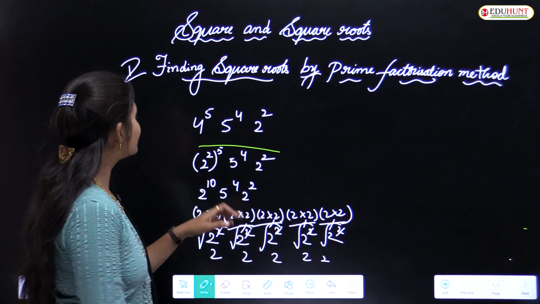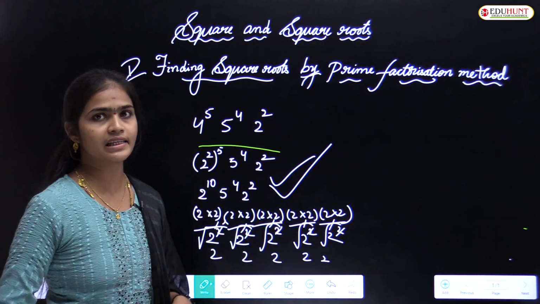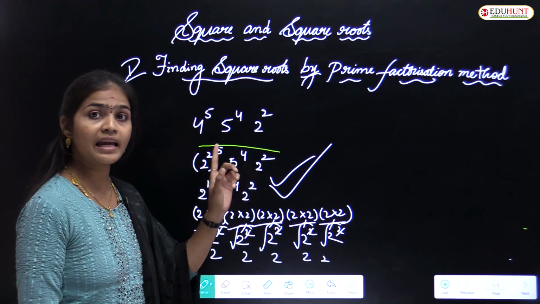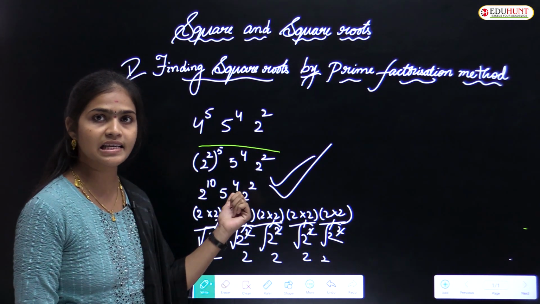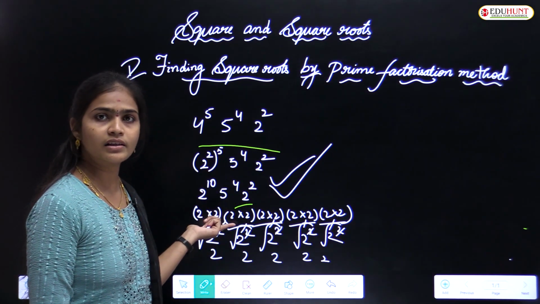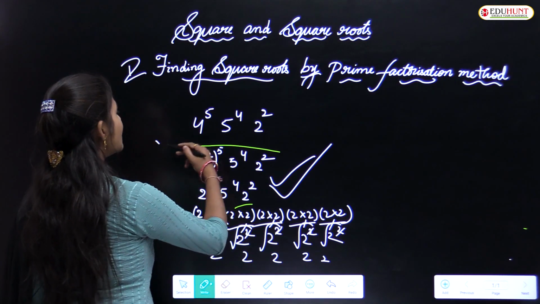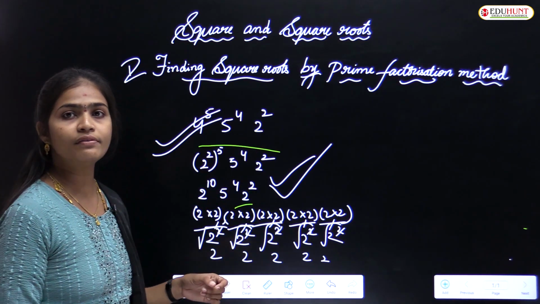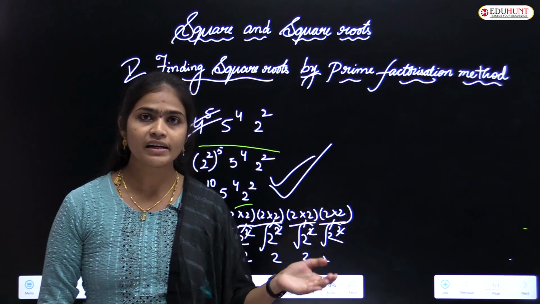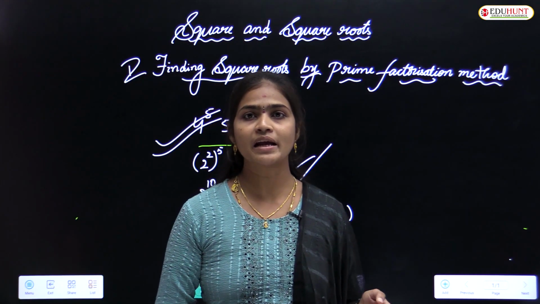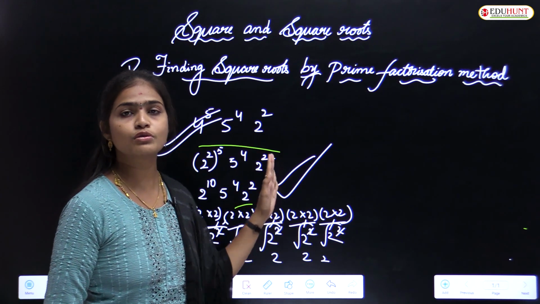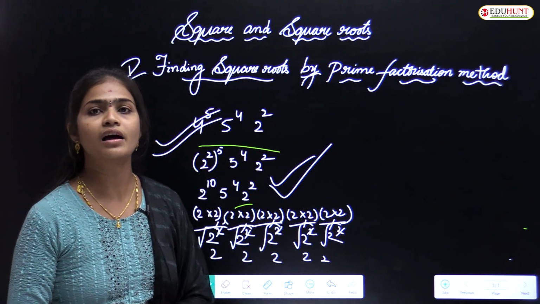That's why this is a perfect square, we can check that. Here 5 power 4, 5 into 5, 5 square, again 5 into 5, 5 square, square roots get cancelled. Next 2 square, square and roots get cancelled. So that's why this is a perfect square. In this method we can check whether a given number is a perfect square or not. If the given number is in the form of prime factorization, this is the method to use to check that.